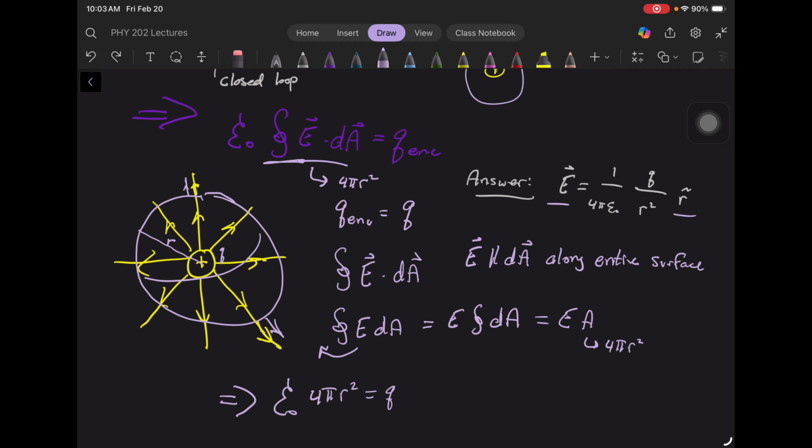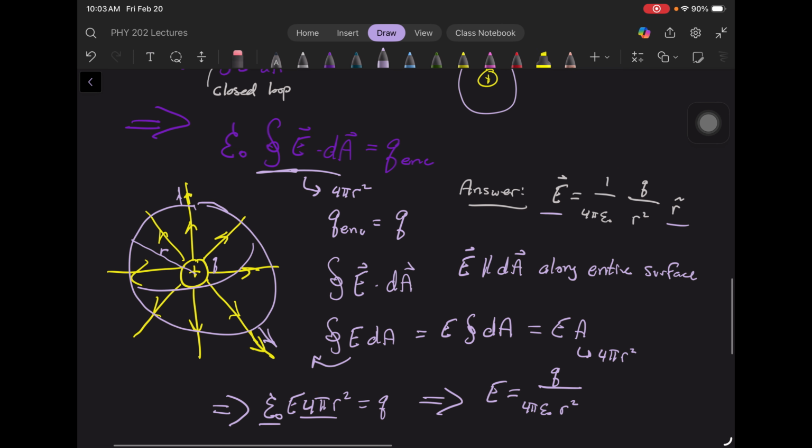Drop the E, right? Epsilon naught E, right? I know they look similar. Let me clean this up a little bit. Right, and then if we want to rearrange and solve for E, we're going to divide by 4 pi r squared and epsilon naught, and we get E is equal to Q over 4 pi epsilon naught r squared, right?